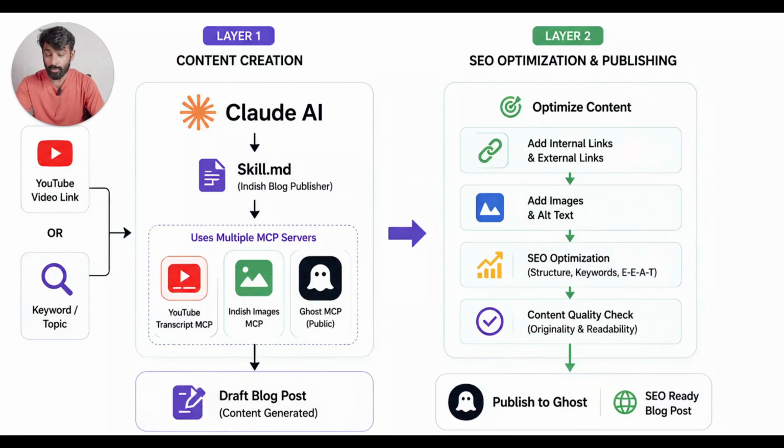You can see here that we have the overview of layer 1 and layer 2. Layer 1 is content creation and layer 2 is SEO optimization and publishing. So layer 1 basically starts with Claude AI. I'm going to explain in brief what happens here. First of all, we give a YouTube link, a topic, or a keyword to Claude AI, and Claude AI then performs research based on the skill.md file. I have created a skill.md file called Indish Blog Publisher.